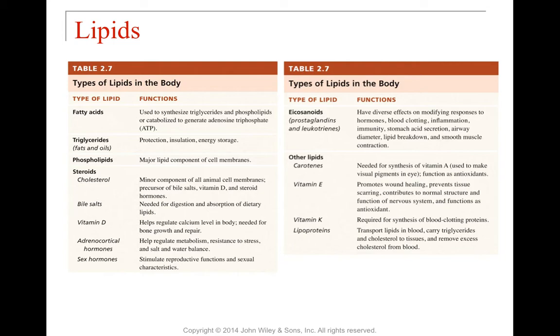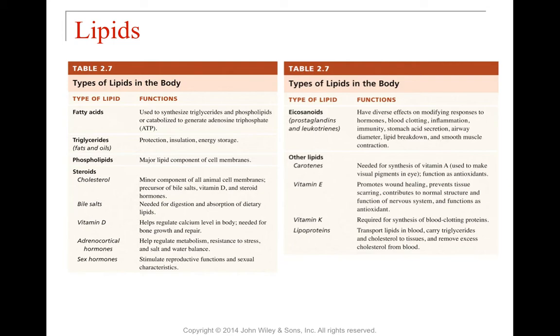We'll talk extensively about steroids in their own chapter, but steroids include things like cholesterol, bile, vitamin D, adrenocortical hormones, and all the sex hormones. And these do multiple different things in your body, but basically they're going to help regulate physiological processes. Cholesterol specifically is going to be found in the cell membranes and is also going to be a precursor to the bile salts that we'll talk about in a second, which are going to be responsible for digestion of lipids. And then vitamin D is going to help with calcium regulation in the body and is going to help with bone growth and repair. Adrenocortical hormones are going to be in the adrenal cortical gland, and they're going to help regulate metabolism, stress reduction, and water and salt balance.